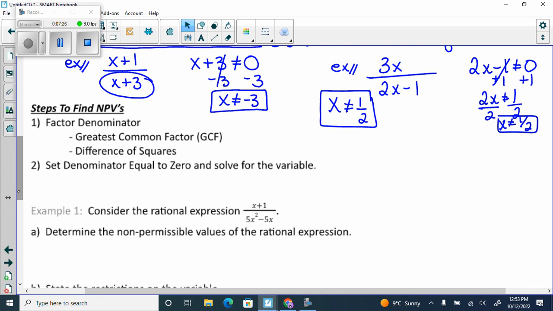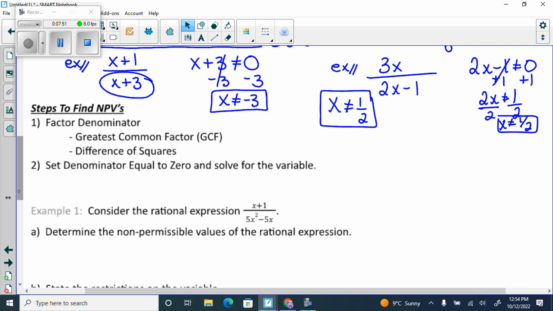I could care less. The top could have a picture of a pig. It does not matter what the top has, right? If all they're asking you for is the non-permissible values. But you do have to get your denominator in the simplest form in order to get your NPVs. So the first steps are to do the greatest common factor or difference of squares if possible, on the denominator. You always will factor it. And then you'll take each of the denominator pieces and set them not equal to 0 and solve.